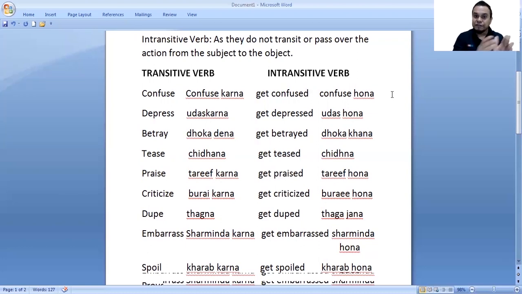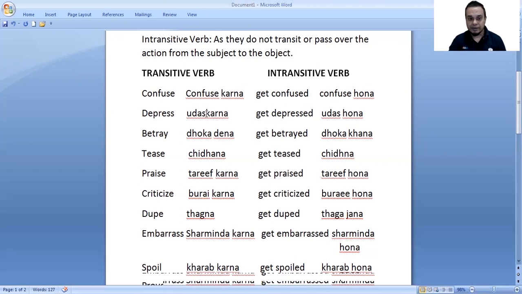So Raju confused his brother, right? Now the moment I added get before confused, the confused became confused, and the meaning is now confuse hona. Raju got confused. Now Raju got confused himself, doesn't need an object. This get confused doesn't need an object, because the moment I added get before confused, the word confused became intransitive, right?